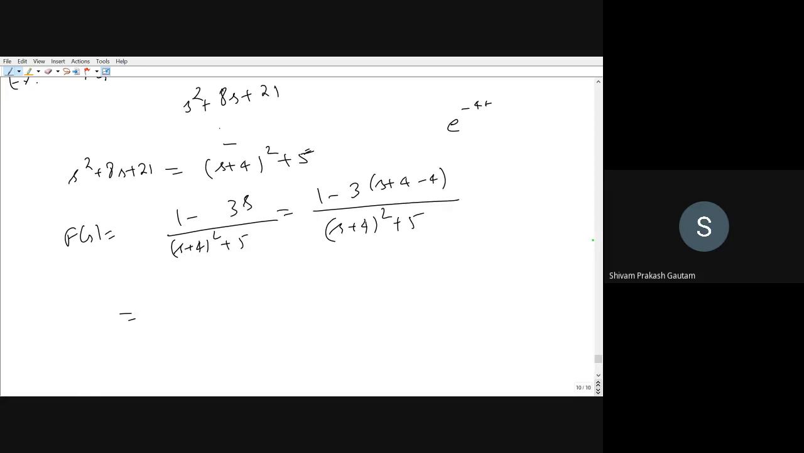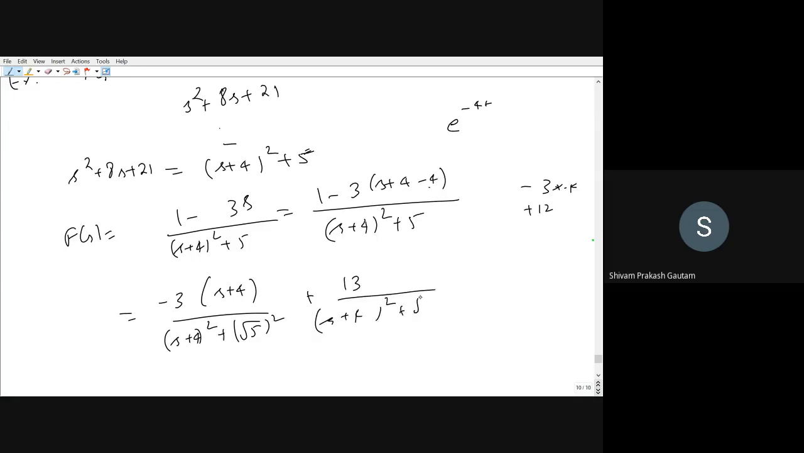So now I will take minus 3 common. So s plus 4 divided by s plus 4 whole square plus under root of 5 square. And what is the remaining term? This is plus 1 minus 3 into minus 4, which will be equal to plus 12. Plus 12 plus 1 will be equal to 13. So plus 13 divided by s plus 4 whole square plus under root of 5 whole square.